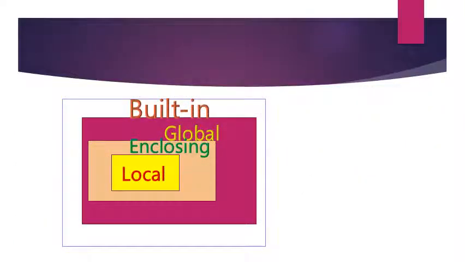This is a picture representation of the LEGB rule. The name will get searched in the local namespace. If it is not there, the interpreter will search in the enclosing namespace. If it is not there, again it will go to the global namespace. At last, it will even search in the built-in namespace of that particular Python program. If it couldn't find it there also, it will report an error to you.